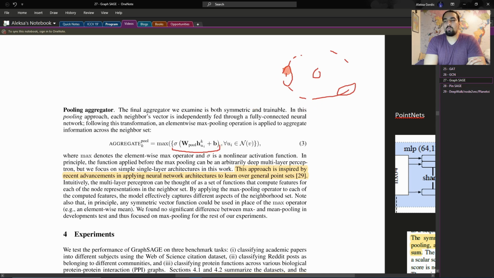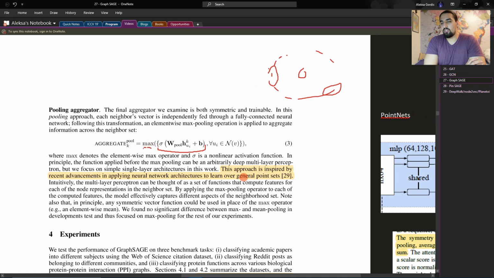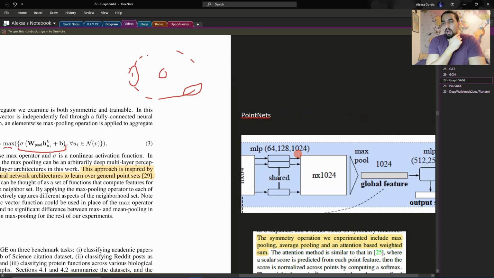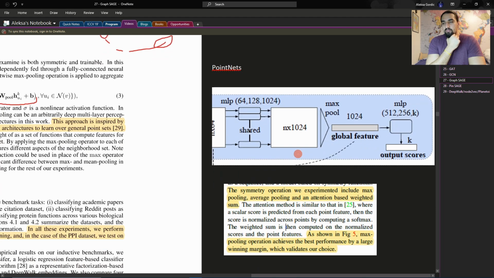And so once we have those transformed features, they would just do an element-wise max pooling. So basically this approach is inspired by this PointNets paper. And in a nutshell, the PointNets paper showed that this max pooling worked really well for them, even better than doing mean pooling or doing attention-based poolings.